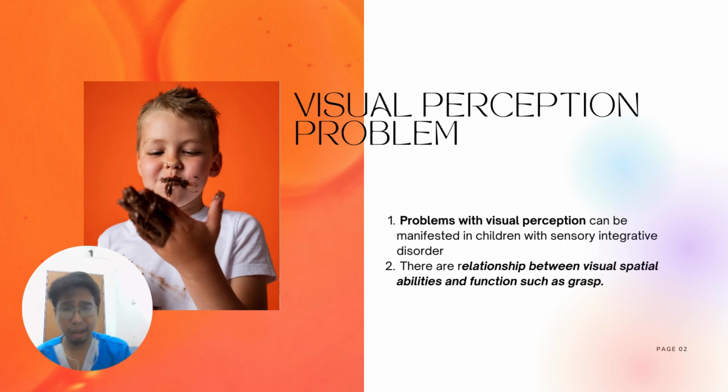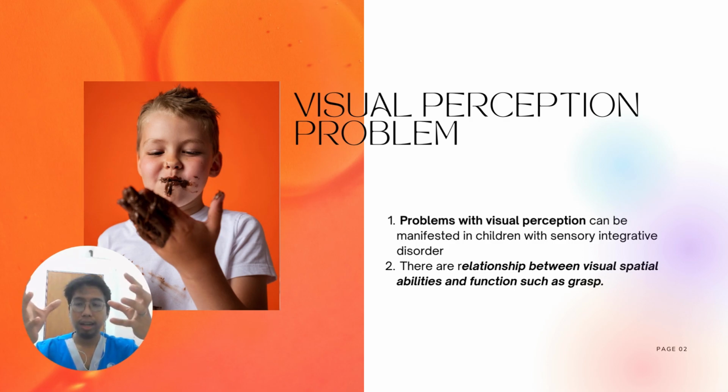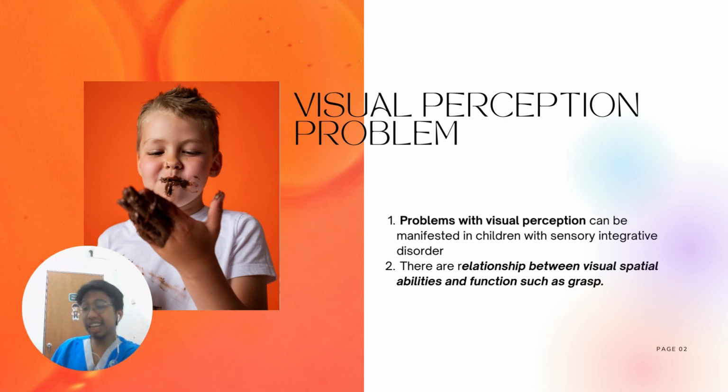So bila this impact, it will impact other functions such as grasp. Kita nak grasp cawan, tapi because of lack of visual specificity, kita pegang gelas, tapi kita tak pegang lagi and kita terjatuh gelas tu. That's an example of it.